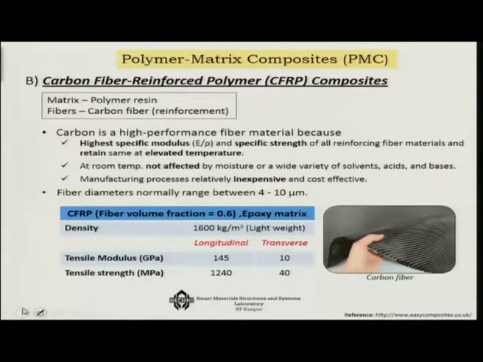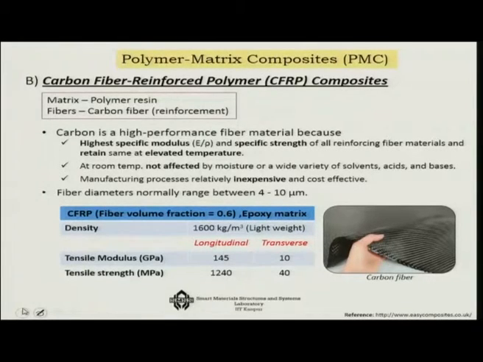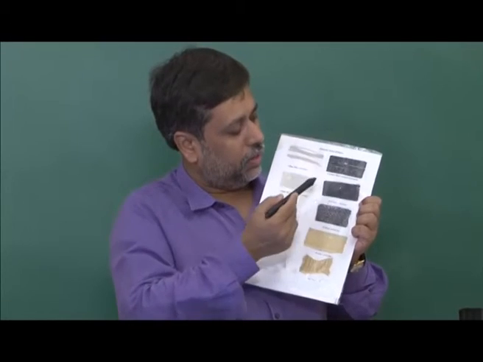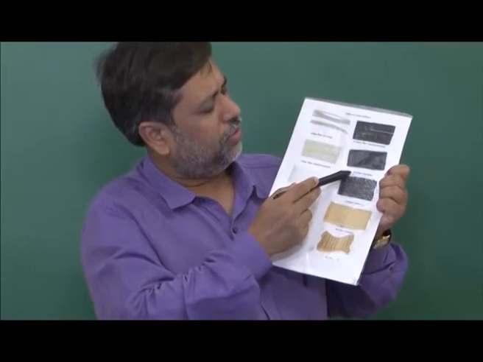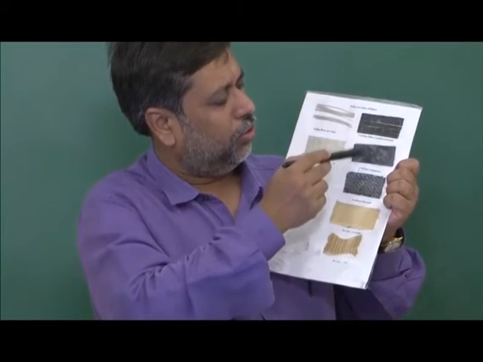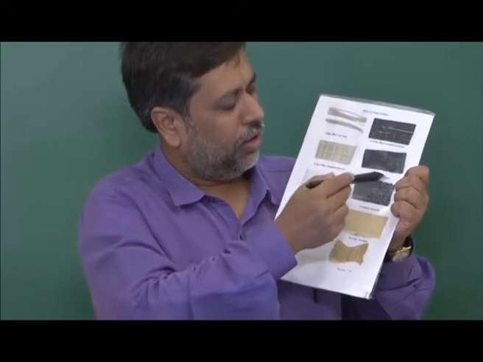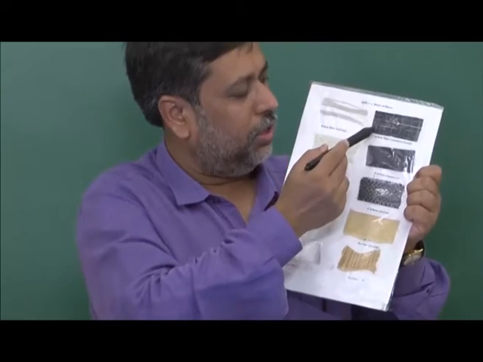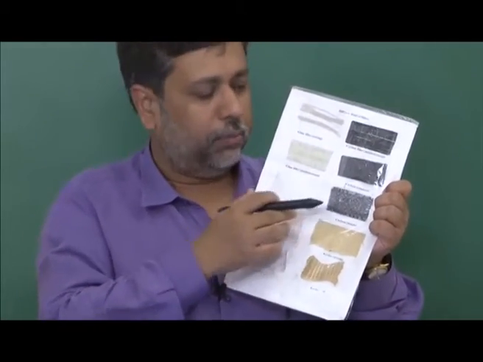The next composite, which has very high performance applications, is carbon fiber reinforced polymer composites. Once again I will show you how carbon fiber looks. These blackish things are the carbon fibers, and you can have them in various forms. This is unidirectional fiber, and then you can have carbon fibers in woven form, for example, or in cross plies or prepreg forms, random orientations, etc. These three are examples of carbon fibers.